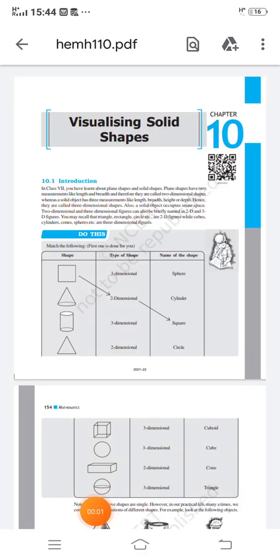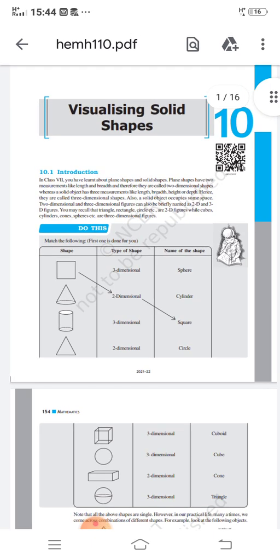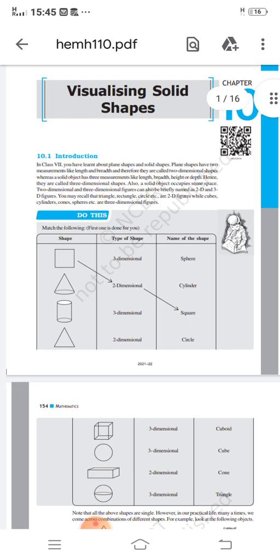Today we are moving on to our next chapter, chapter 10, visualizing solid shapes. In this chapter, first we are going to study about plane shapes and solid shapes. Plane shapes have two measurements, length and breadth. As they have two measurements, they are called two-dimensional or 2D shapes. The examples of 2D shapes are triangle, rectangle, circle, etc.